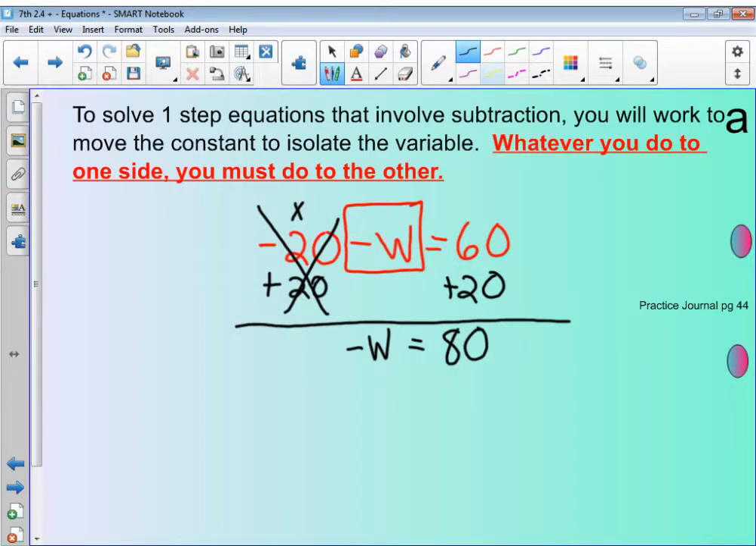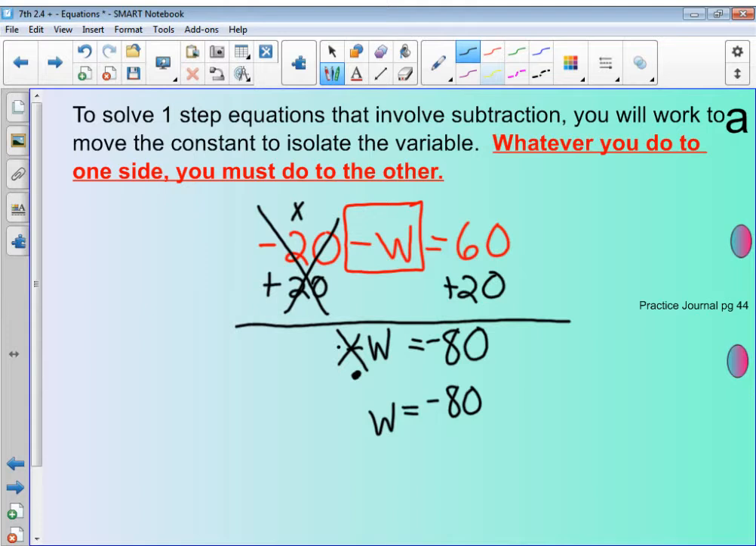Now, here's the thing. We can never have a negative variable. So if you're subtracting the variable, there's actually a second step that you'll have to do, and that's where you do the opposite to both of your sides. So I'm going to do the opposite by taking it times a negative, which is going to cancel it out, and then take this times a negative or add a negative. So really we end up with W equals negative 80.